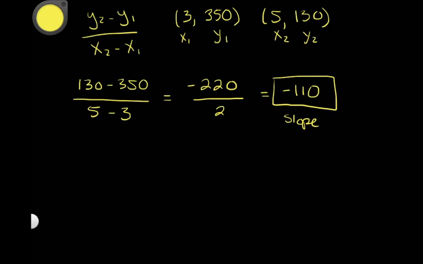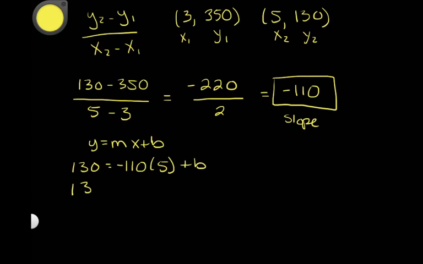So all I have to do is, let's rewrite this, y equals mx plus b. That's our form. I'm going to plug in my slope of negative 110, and I'm going to plug in the x and y from this point. So with 5 and 130, my y is 130. My slope, again, I said was negative 110. My x from this point is 5, so times 5, plus b. b is my unknown, right? Now I'm going to solve for b.